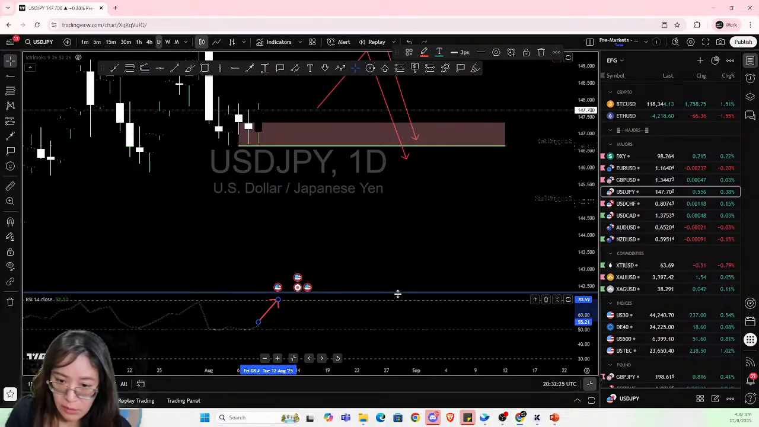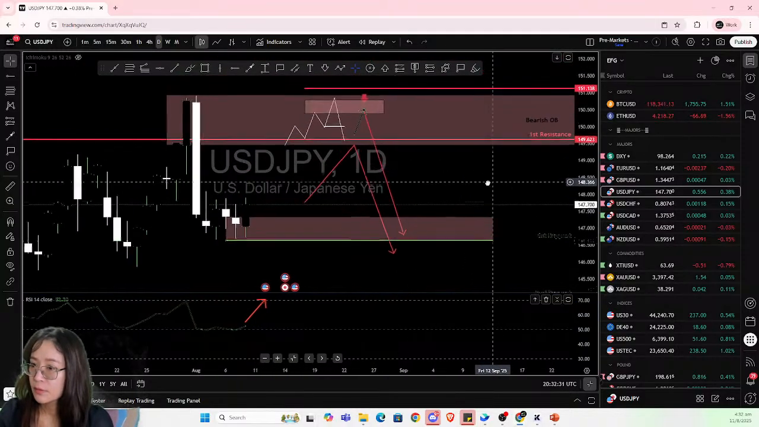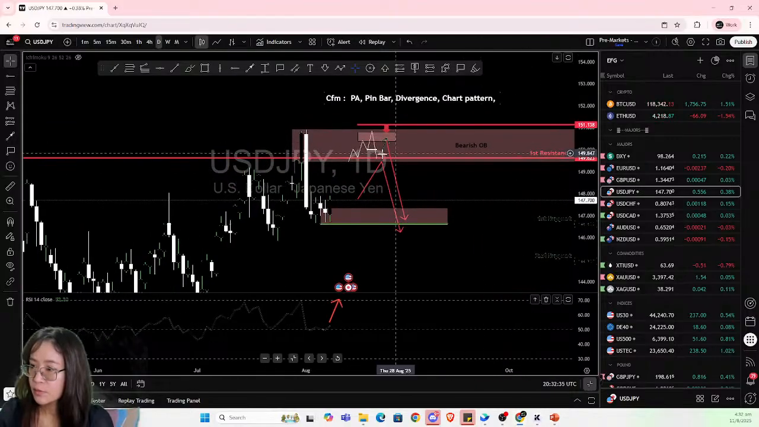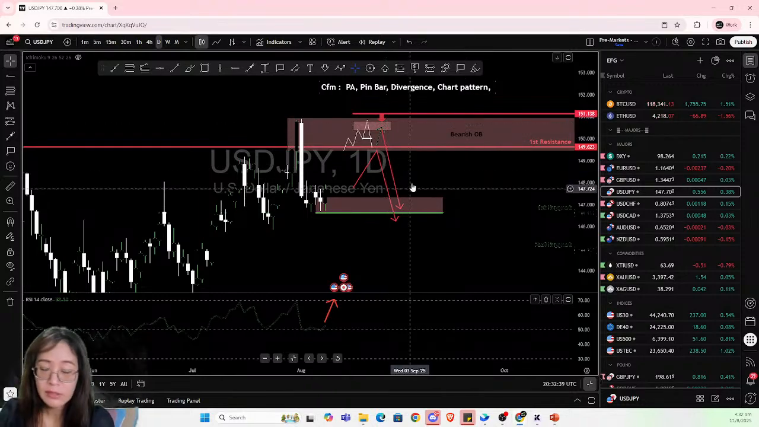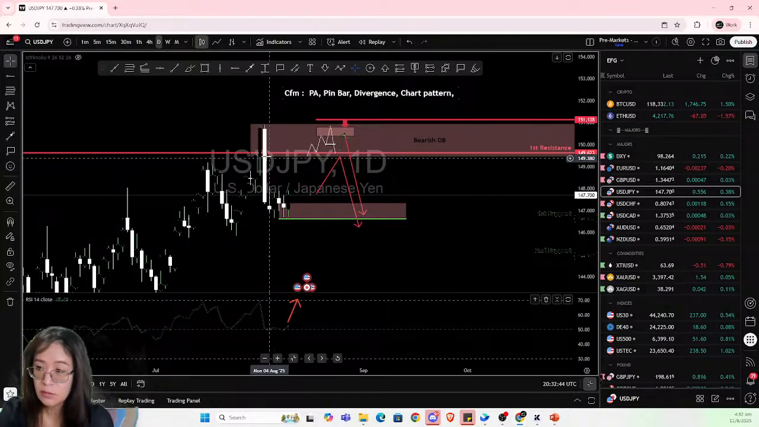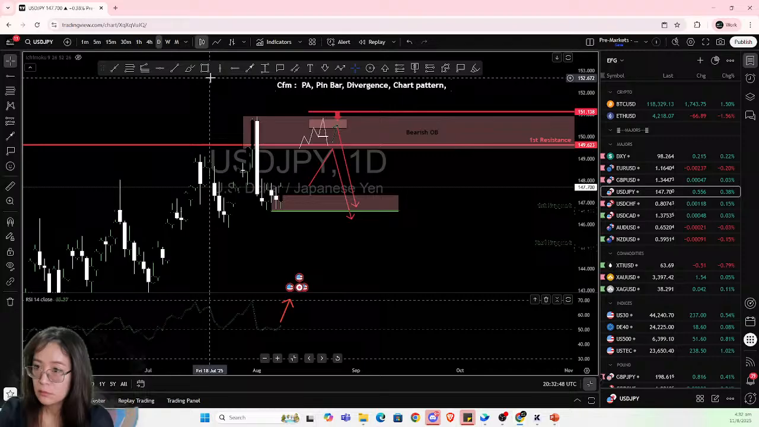Okay, clear the lower low, I think make breakout 150. Breakout 150. You mean breakout 150? Okay, because this is the order block. This is the order block in the D1. It hasn't been used, so it might go.